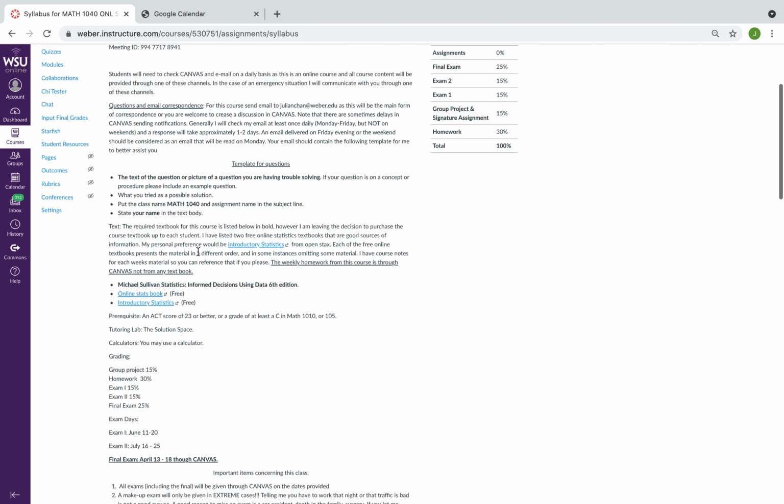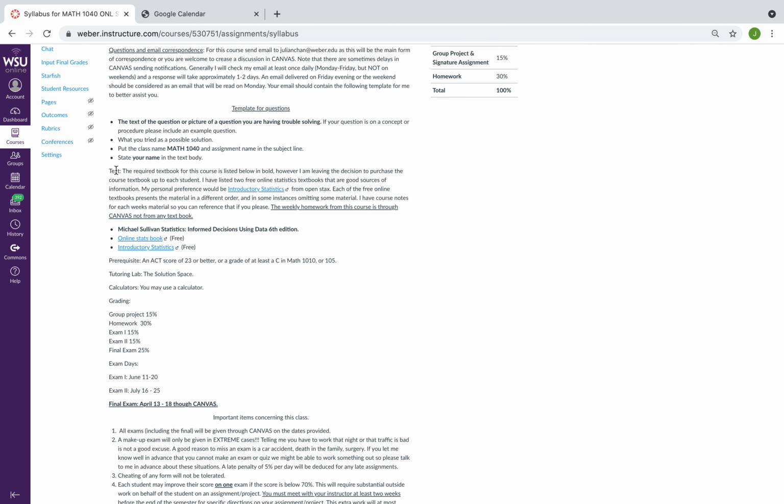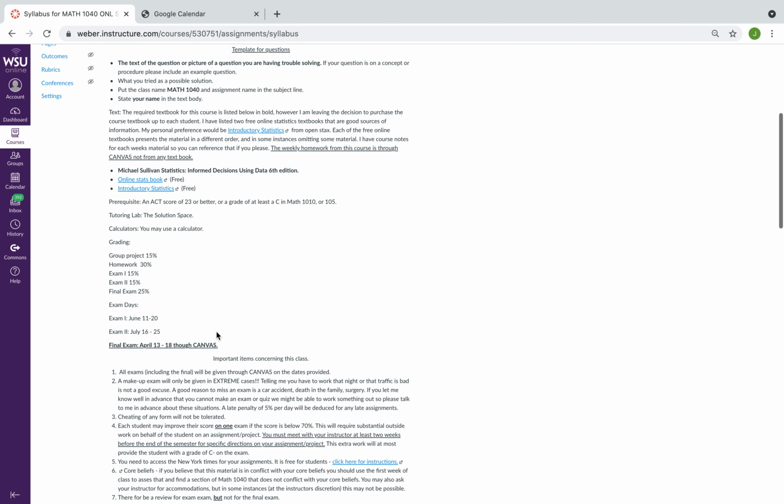So we went over email. So just to go over the text one more time, the required textbook is this one. I'm leaving the decision to purchase the textbook to you. You may instead opt for a free textbook, or you might decide that the lectures and the notes are sufficient. Okay, I'm leaving that to you. That is your decision. Okay. Prerequisite for the course, I presume since you're enrolled, you have all of that. And then one of the biggest things that you're probably asking is how am I graded?